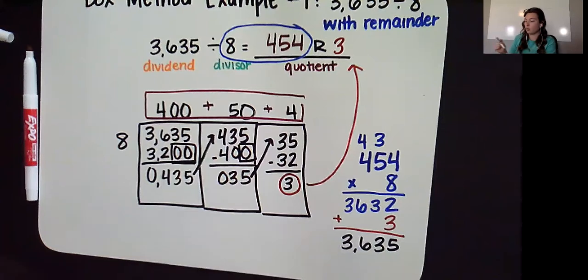So now we have all pieces matching. So our quotient to 3,635 divided by 8 is 454, remainder 3. That was a lot to process. I'm going to do 2 more examples. So catch those videos below.